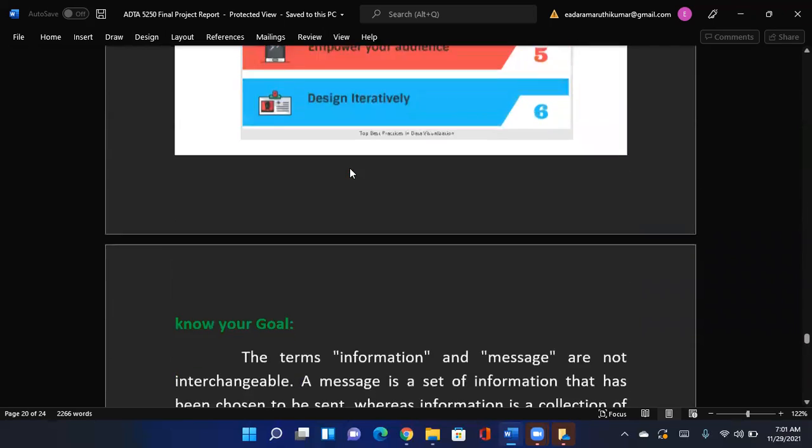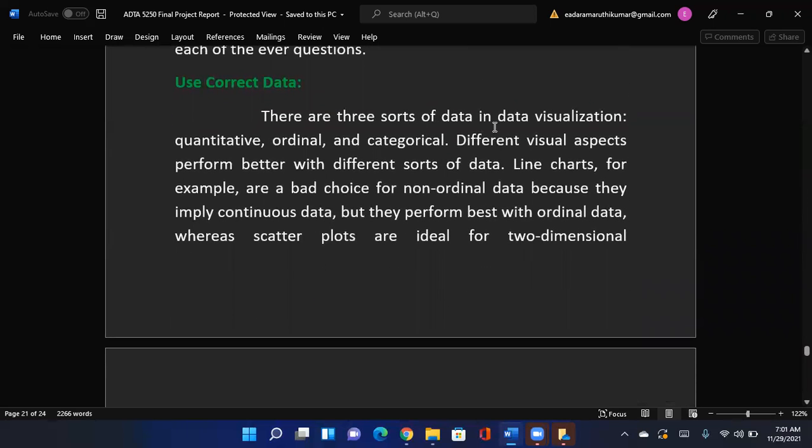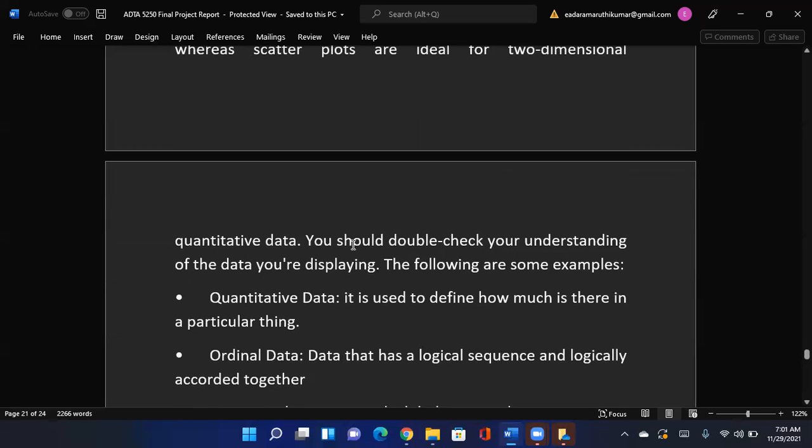And the next one is use correct data. There are three sorts of data in data visualization: quantitative, ordinal, and categorical. Different visual aspects perform better with different sorts of data. Line charts, for example, are a bad choice for non-ordinal data because they imply continuous data, but they perform best with ordinal data, whereas scatter plots are ideal for two-dimensional quantitative ideas. You should double check your understanding of the data you are displaying.